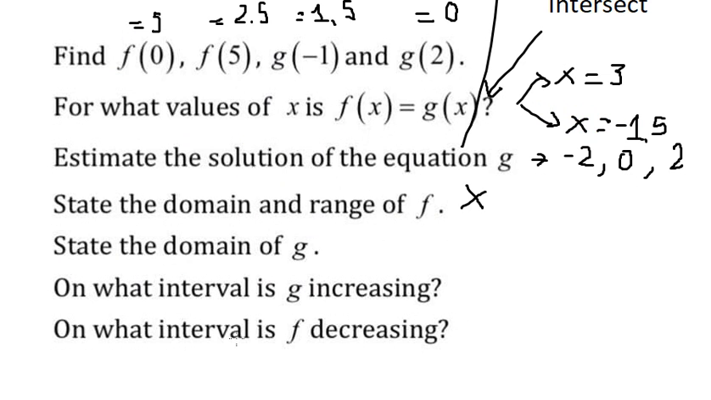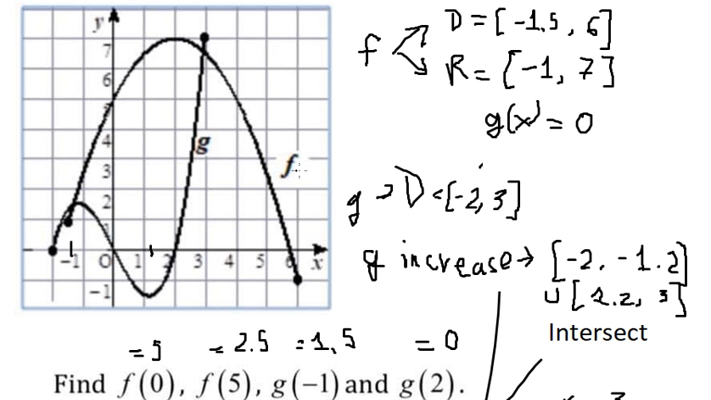The last one, what interval is f decreasing? Here is f. We see that from 2 to 6, they go down this way. So the answer for the last one, f decreases, that should be from 2 to 6.